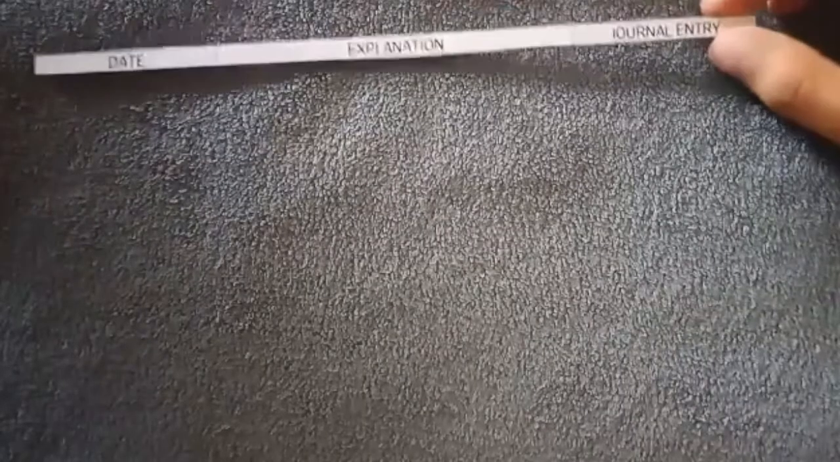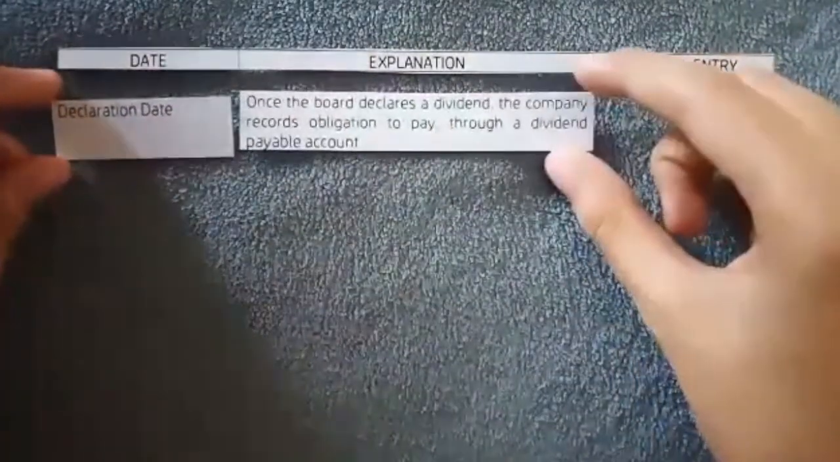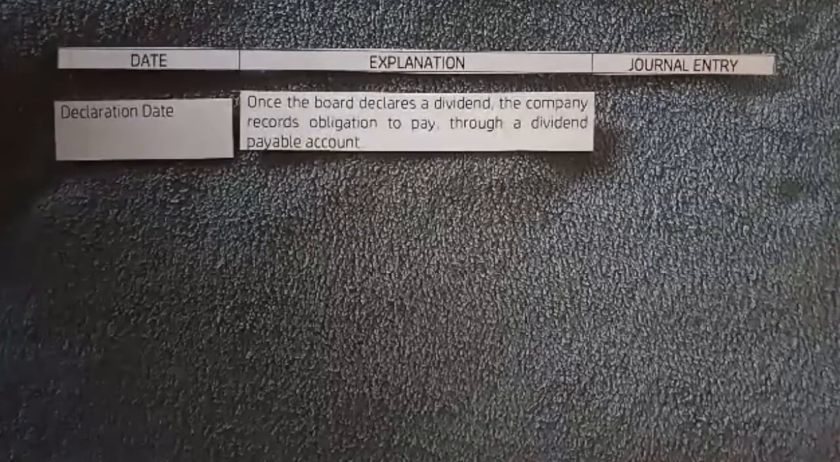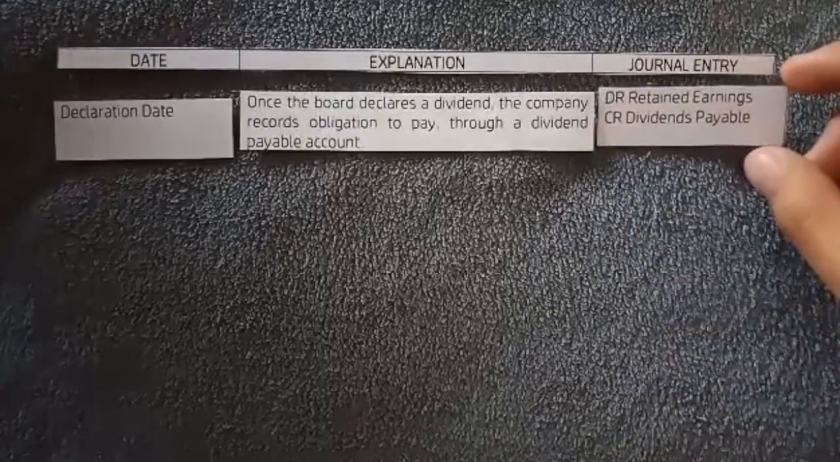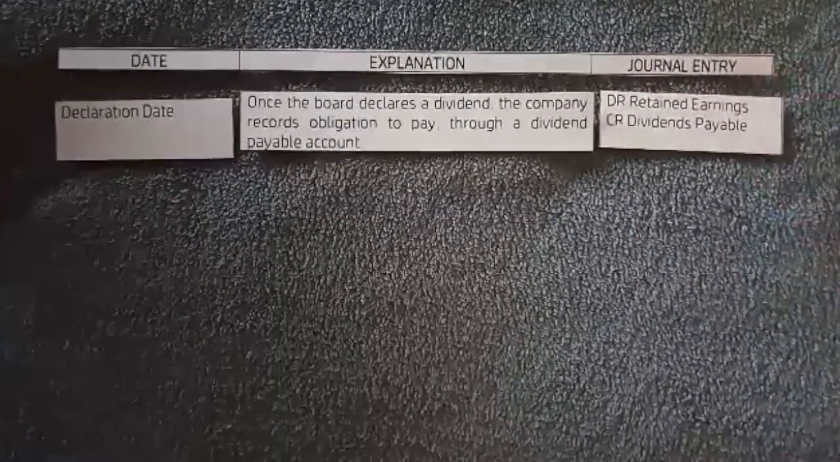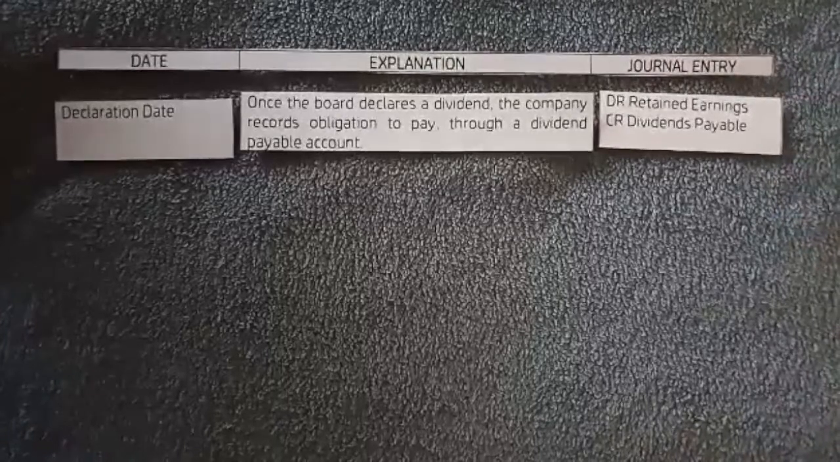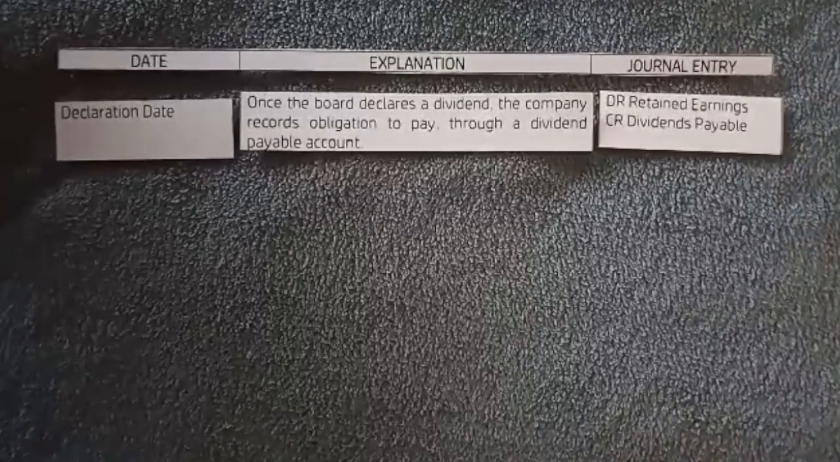Before we move on to journal entries and problem solving, let's go through terms that need to be taken into consideration. Declaration date. Once the board declares a dividend, the company records an obligation to pay through a dividend payable account. The journal entry here is to debit retained earnings, while we credit dividends payable.